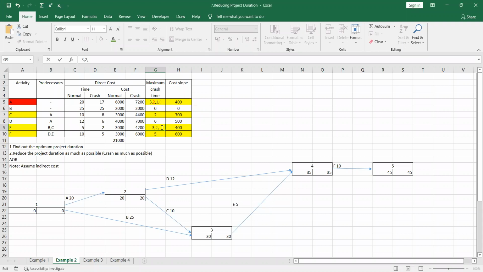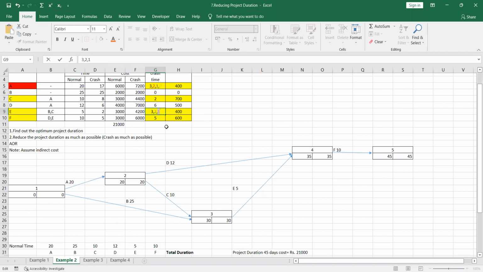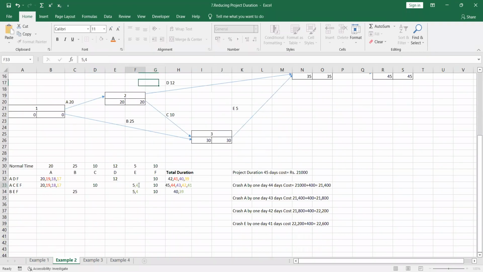So we are having 2 days. So E activity crash by 1 day. Right? So crash activity E by 1 day. So it should be 3 here. Again 3 here. 49 should be now 40 here. And 39 should be 38.